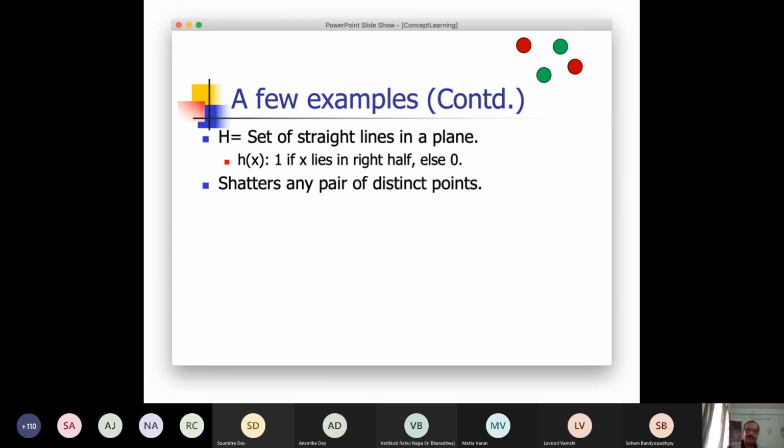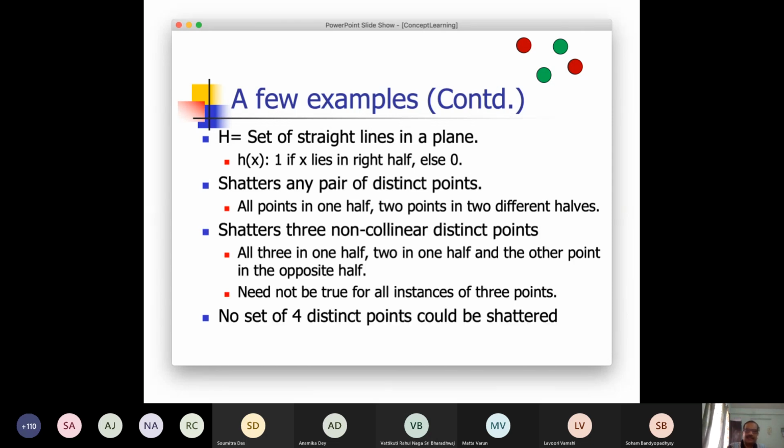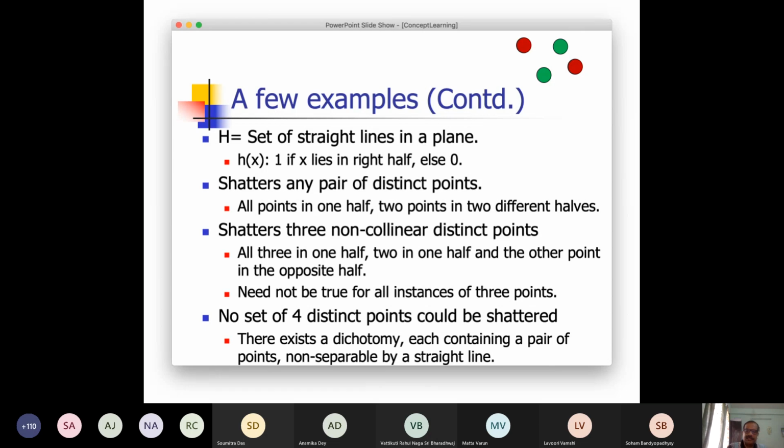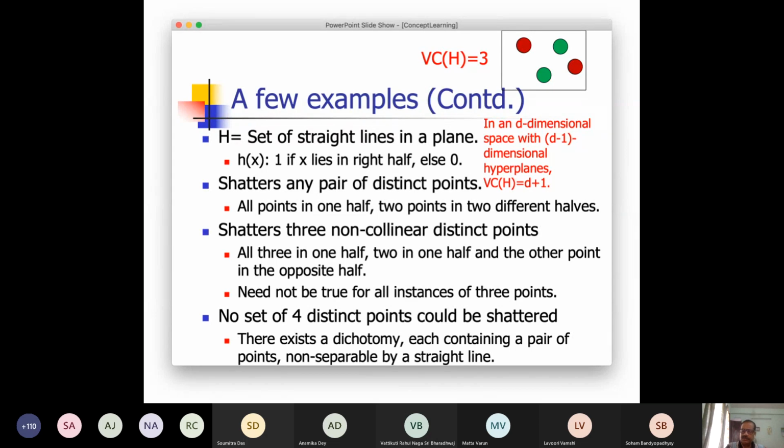Continuing with that straight line example, I am not repeating it. I have already mentioned that with 4 distinct points, it cannot be shattered. There exists a dichotomy containing a pair of points not separable by a straight line. This is an example shown here. Suppose you have the labels with 4 distinct points. The 2 diagonals have the same labels. If you form a quadrilateral where the 2 diagonals have the same labels, then there does not exist any straight line which will shatter them. That is the proof. So the VC dimension is only 3. You can extend this proof to show that in a d-dimensional space with d minus 1 dimensional hyperplanes, the VC dimension is d plus 1. I hope the generalization is understood.